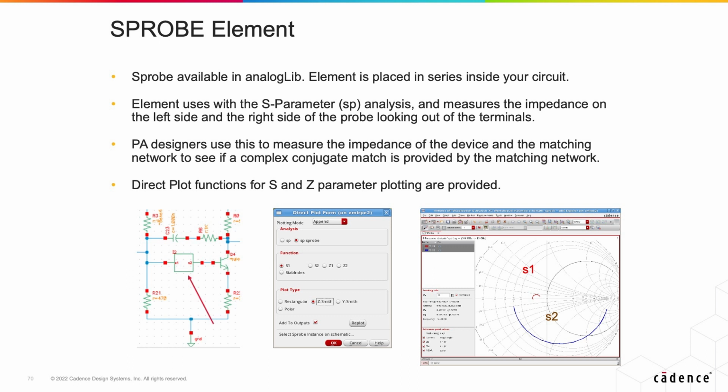Again, how does S probe work? Basically, if you have SP and you don't have S probe, no big deal. If you want SP with S probe, you can stick in the S probe, and it's not going to cause any loading. It's just for measurement. And then if you want to plot on a Smith chart, you can select the S probe here, and then you can look at S parameters looking left, looking right at the S probe. This is the direct plot form for SP with S probe, or you could do just regular S parameter analysis.